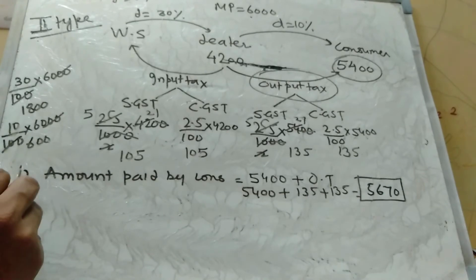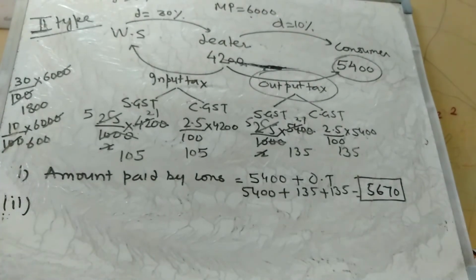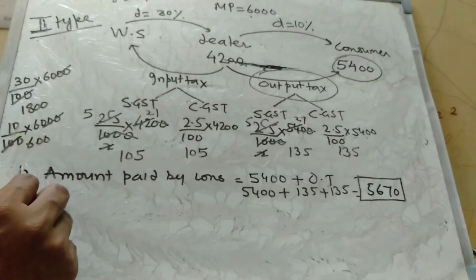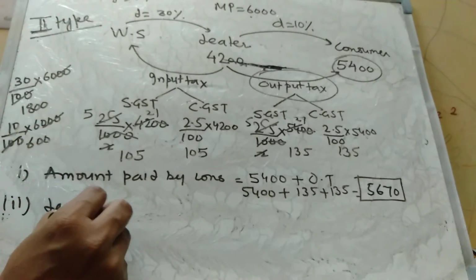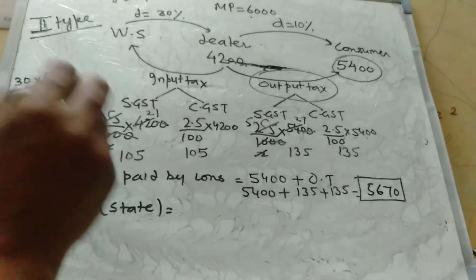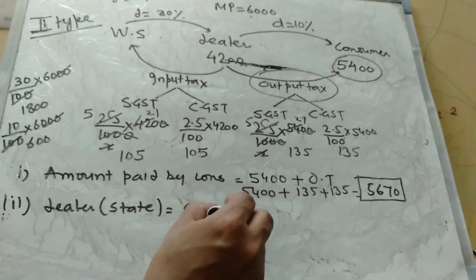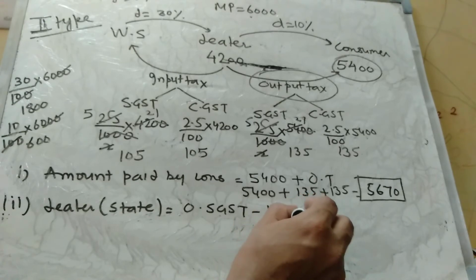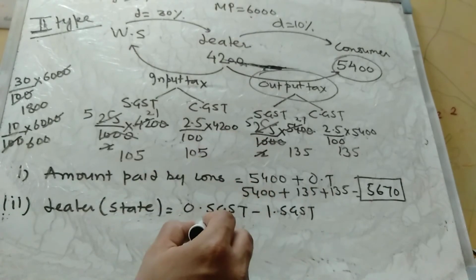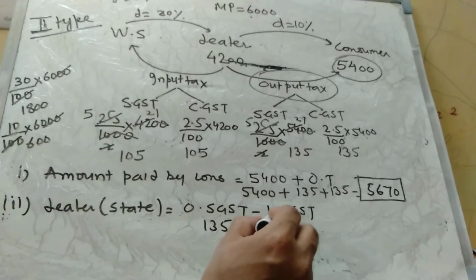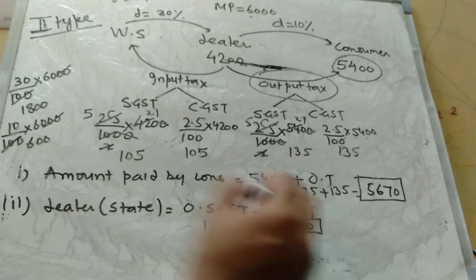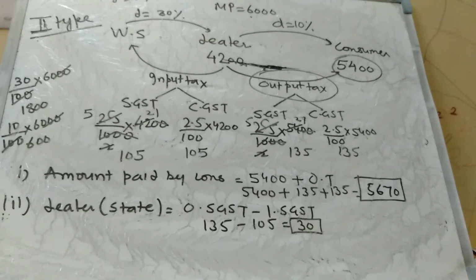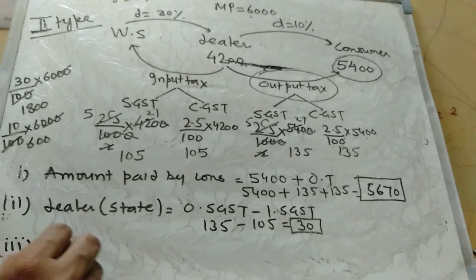In the second part, we have to find the amount of tax paid by the dealer to the state government. So it will be output SGST minus input SGST. Output SGST is 135, input SGST is 105. So the tax paid by the dealer to the state government is 30. In the third part of this question, the tax received by the central government.